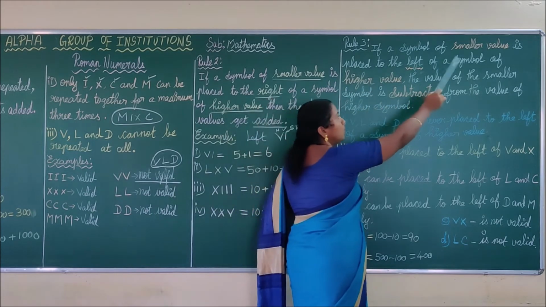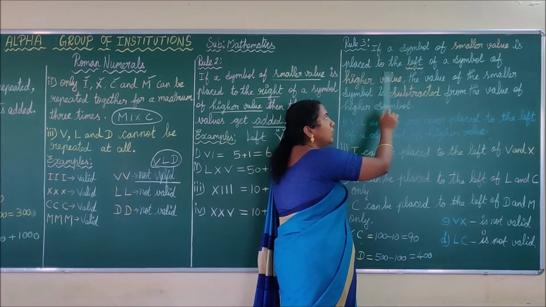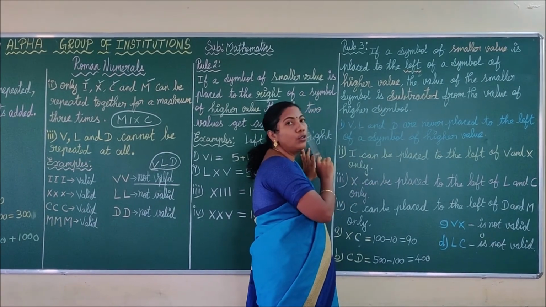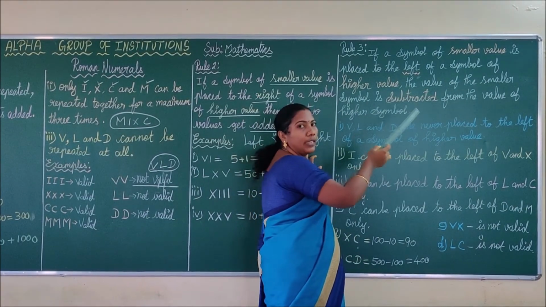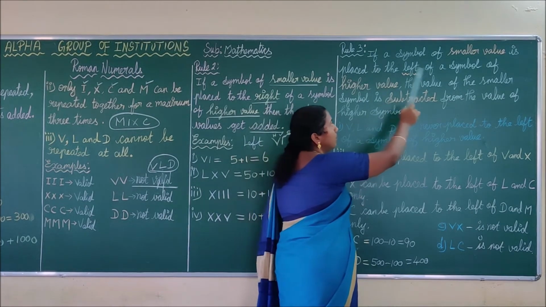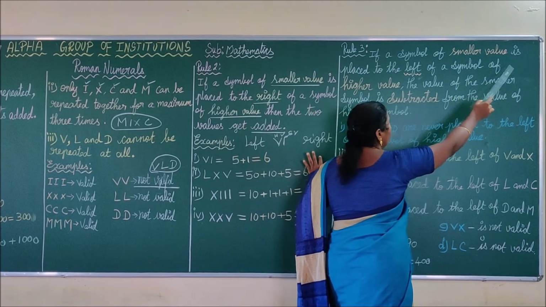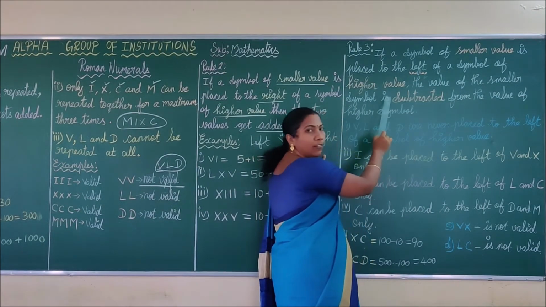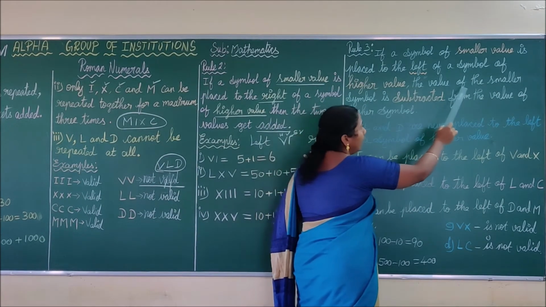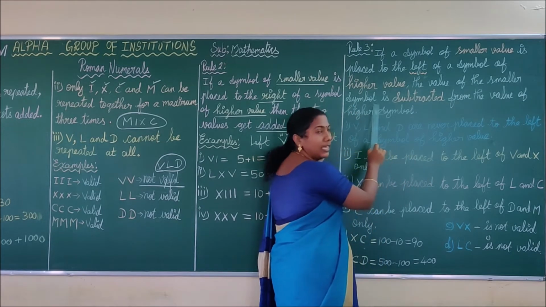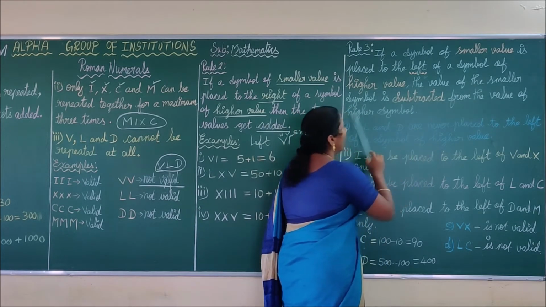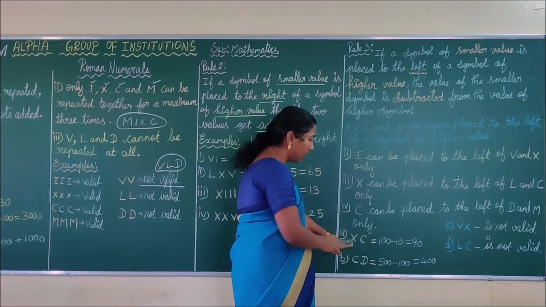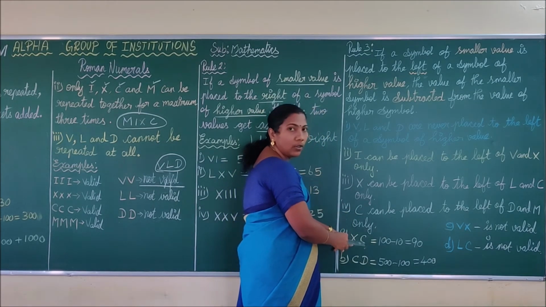If a symbol of smaller value is placed to the left of a symbol of higher value. In rule 2, we learned about the right of a higher symbol. In rule 3, if the symbol of a smaller value is placed to the left of a symbol of higher value, then the value of the smaller symbol is subtracted from the value of the higher symbol. Do you understand, children?